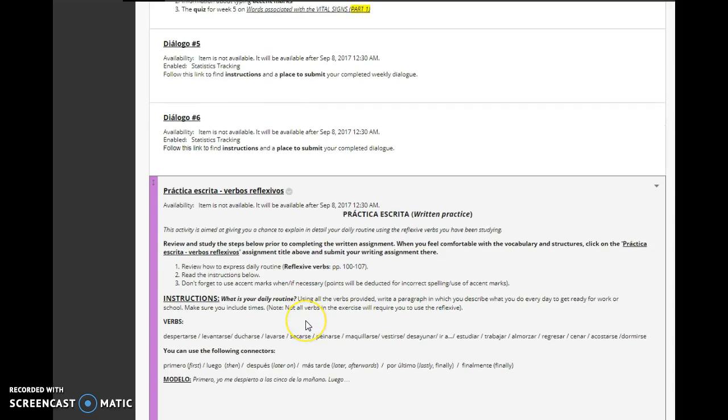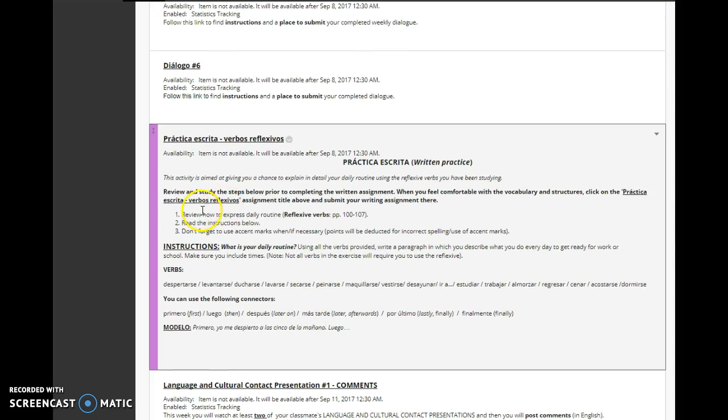Okay? The práctica escrita. Okay? This activity is aimed at giving you a chance to explain in detail your daily routine using the reflexive verbs you've been studying. Okay, so the reflexive verbs can be found on pages 100 through 107, the vocabulary and how to use these verbs. Okay. The instructions, okay, using all the verbs provided. Okay, you may not use all the verbs, but you should use at least 10.